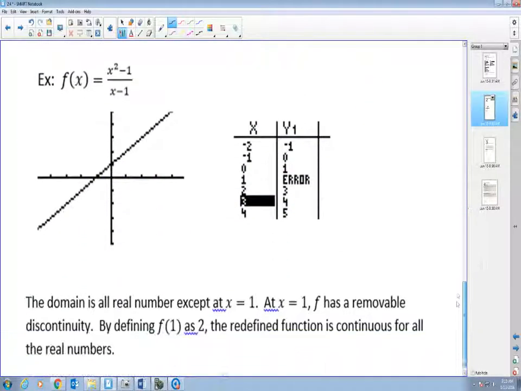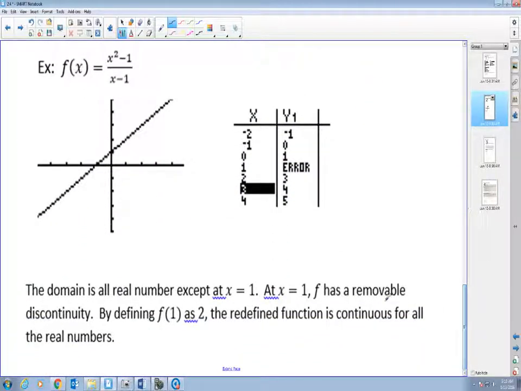Alright, what is a removable discontinuity? Take this function, for example: x squared minus 1 over x minus 1. If I graph this function, as you can see, when x equals 1, my y value is an error. I can type this whole function into the calculator, and this is what we see on the table. So I know the domain is all real numbers except at x equal to 1.